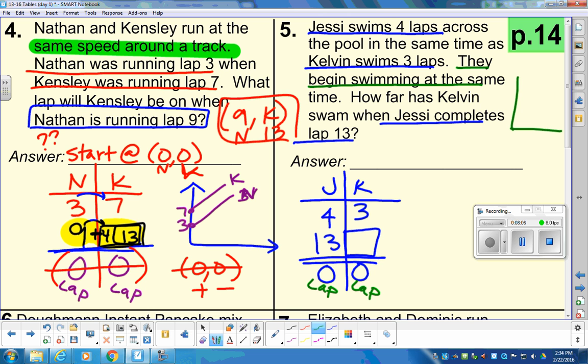So here's the graphs. One of them swimming faster. They start here. We have Jesse doing 4 laps in the time that Kelvin swims 3. So Jesse's swimming faster, so Jesse has a steeper slope. The unknown is still here. But what we see in this particular problem is that they do start at the same spot. When Jesse's at lap 0, so is Kelvin. They're starting together. It's just Jesse's a faster swimmer.